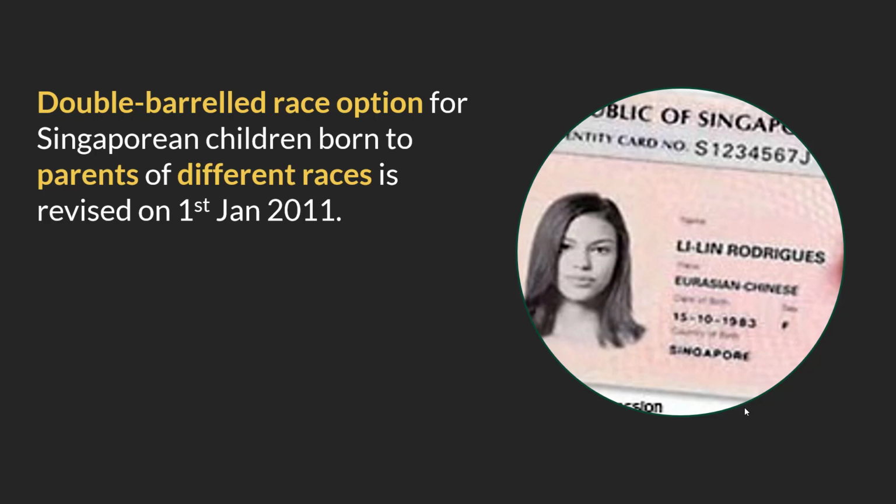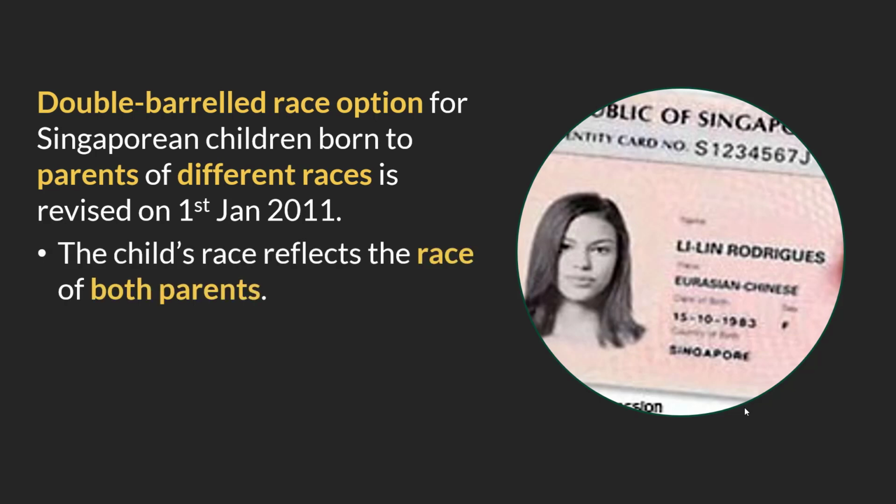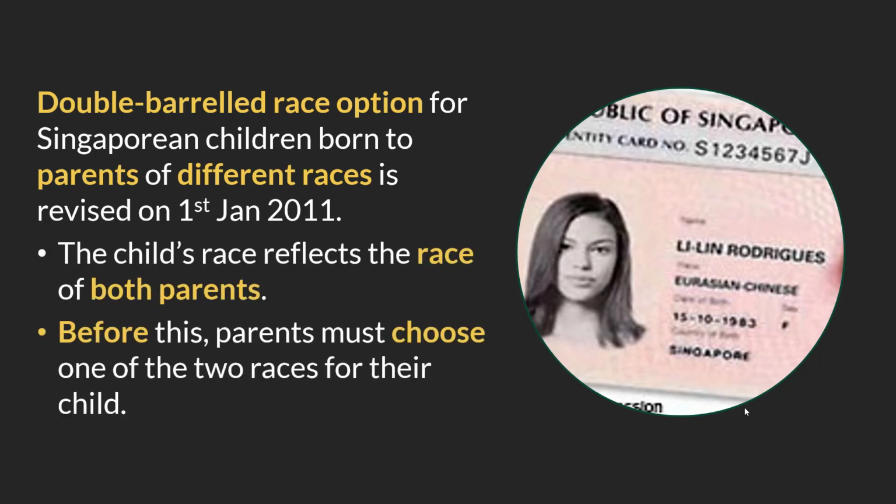This lady, Lillian Rodriguez, her race is Eurasian Chinese. But something to take note of is that which race is placed first does have implications when you are applying for certain groups. So do take note, the order does matter. And they reflect the race of both parents, and before this the parents must actually choose their race, which is really a tough choice because that will mean that the other half will be ignored.